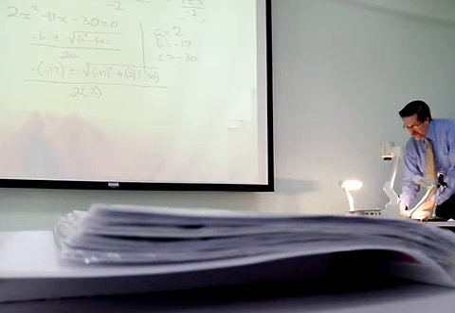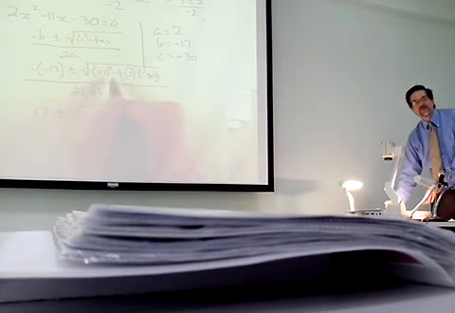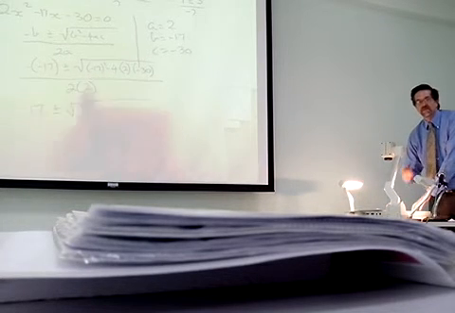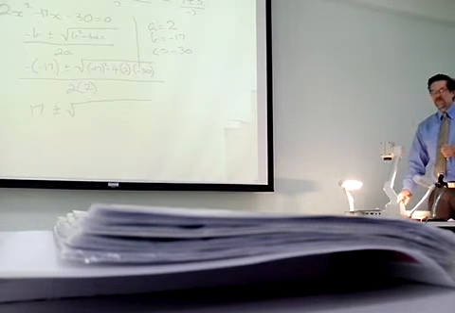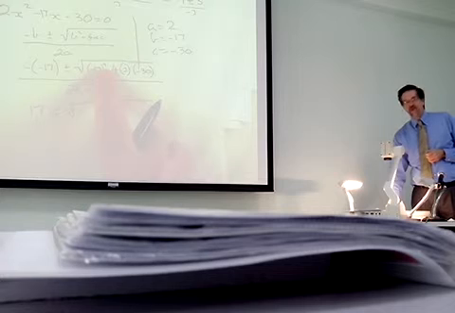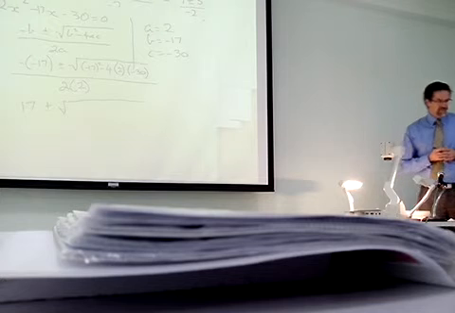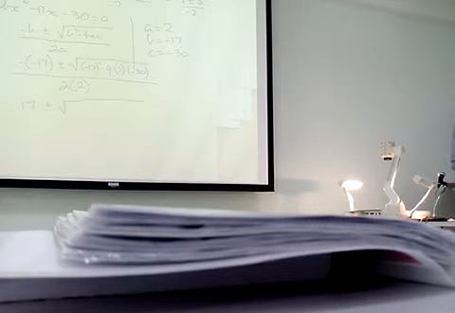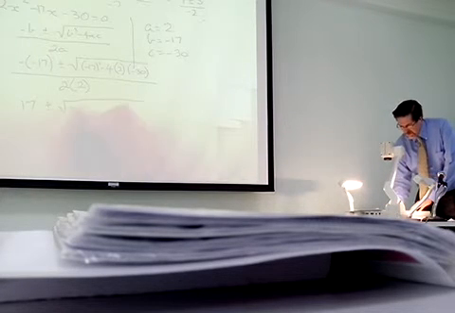So this is 17. What is negative 17 to the exponent of 2? Can you calculate it? Someone must have a calculator, right? What is negative 17 to the exponent of 2? Can anyone tell me? 17 times 17, right? 289. Okay?